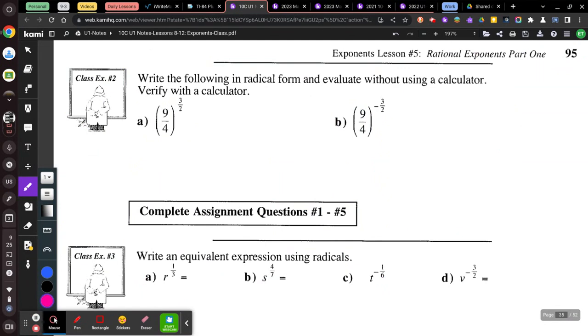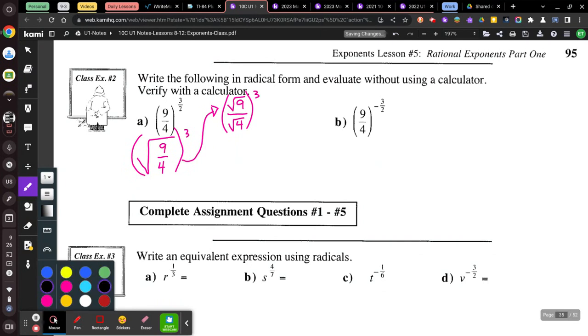Here we go. This next one, again, convert. So the first thing we're going to do is convert this to radical form. So this is going to become 9 over 4, all cubed. And now we're going to solve the 9 and the 4. When we've got radicals in a fraction, we're going to go root 9 over root 4, all cubed. So you separate the roots and you solve each separately.